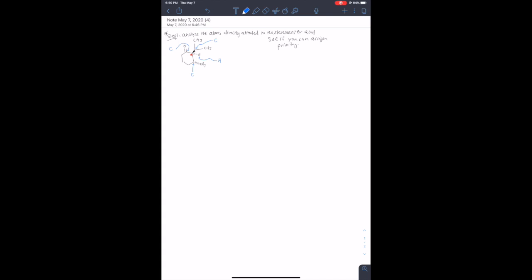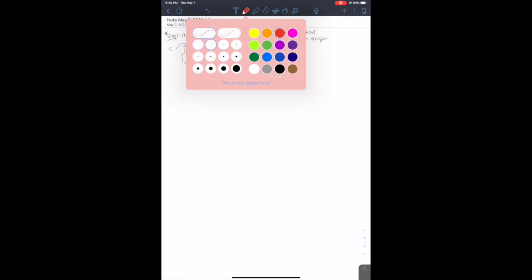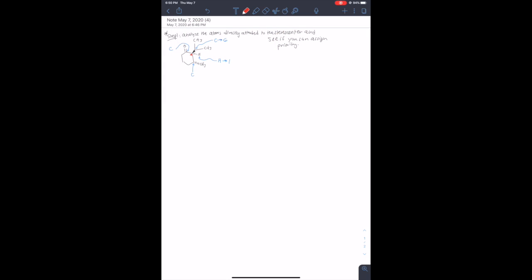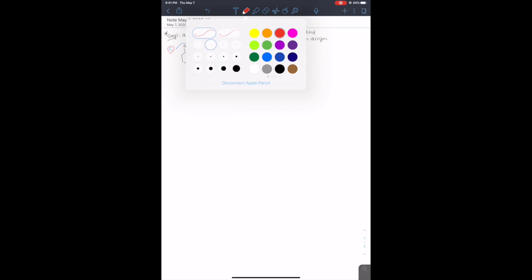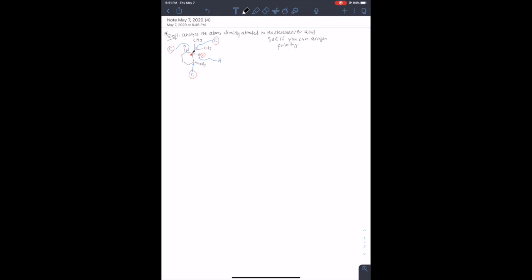So then I would go on to analyze these. I think carbon has an atomic number of like 6. Hydrogen is 1. I'm sure you know that. So hydrogen would have the lowest priority, which I saw did correctly. So can you tell these carbons apart right off the bat? No. So you're going to need to analyze what those carbons are bonded to.